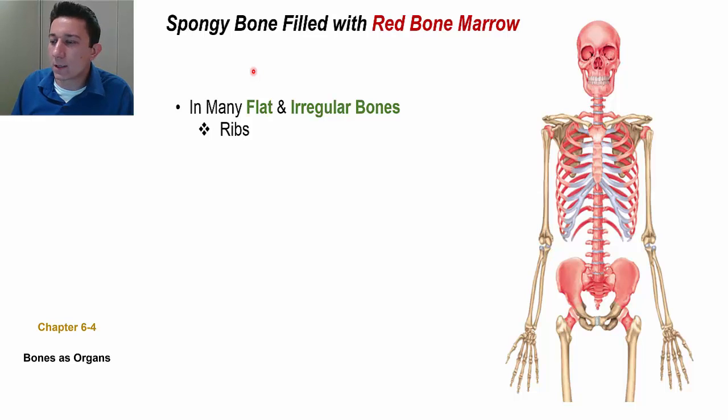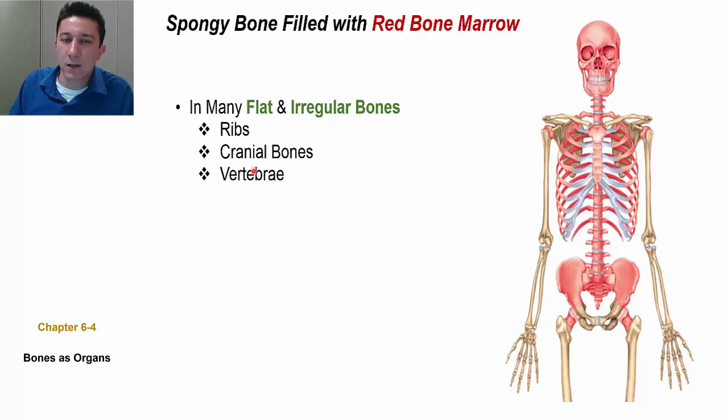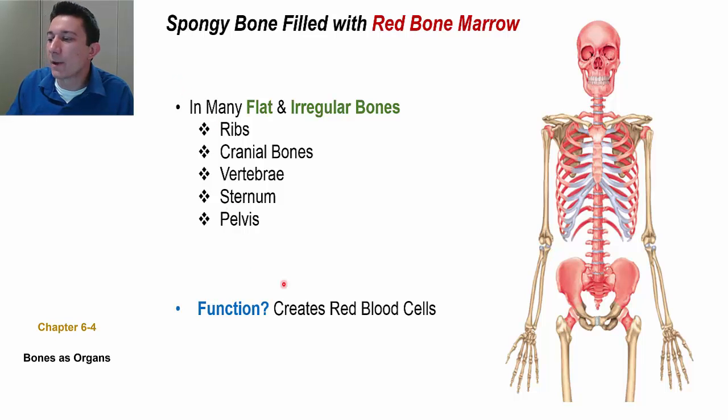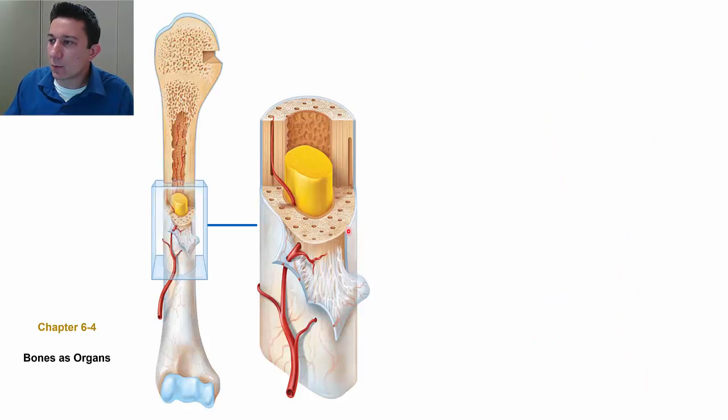So the ribs are technically considered a flat bone. Most of the cranial bones, as I mentioned, are flat bones, but there's a few irregular bones in there. The vertebrae, which is an irregular bone, has red bone marrow located within it. And the sternum here, which makes up the anterior part of the thoracic cage, also has red bone marrow in it, as well as the pelvis here. So these are the bones of the pelvic girdle or the pelvis. And as I mentioned, their function is to produce and create new red blood cells.